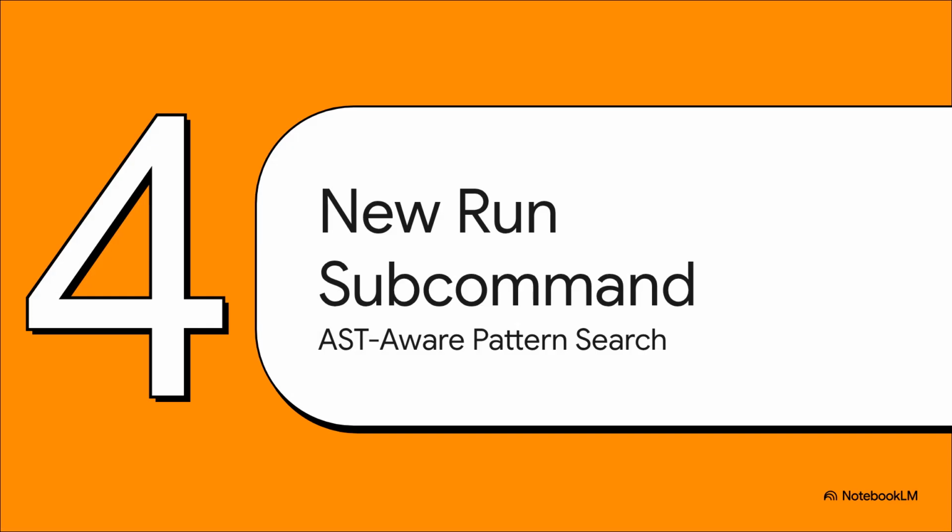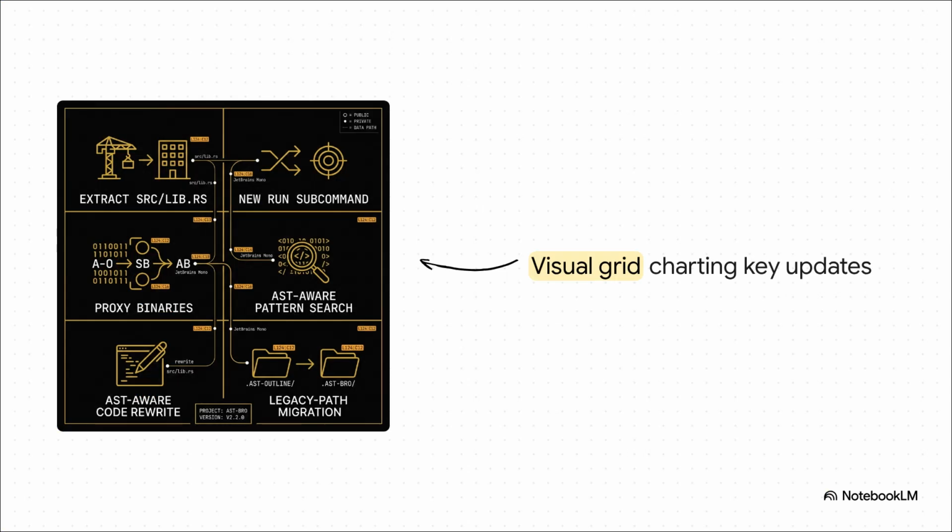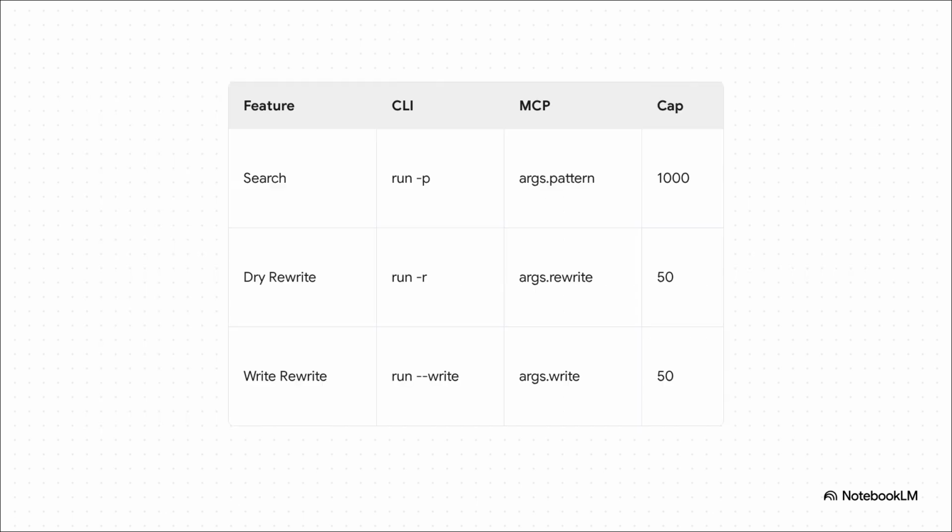Section 4. The new run subcommand, bringing ast-aware pattern search to your agents. This structural schematic shows exactly how we got here. That foundational work we just talked about, extracting the library, directly paved the way for the proxy binaries. But even more importantly, it enabled this brand new ast-aware pattern search and code rewrite engine. Let's break down how this actually works.